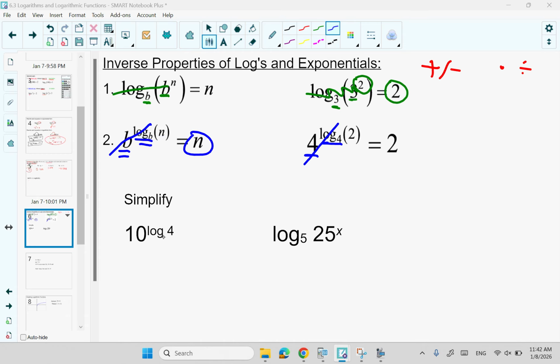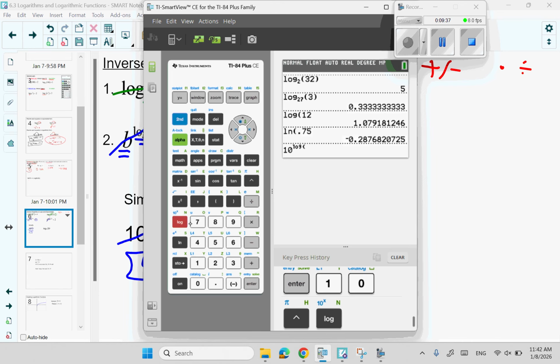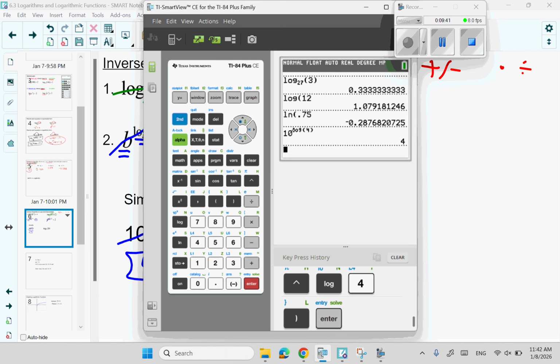So this one, there's no number written, so it's log base 10. Well, the 10s cancel, giving me just 4. And you could also double check that in your calculator. For example, 10 to the power of log of 4. It gives me exactly 4 because it's doing that cancellation for you.